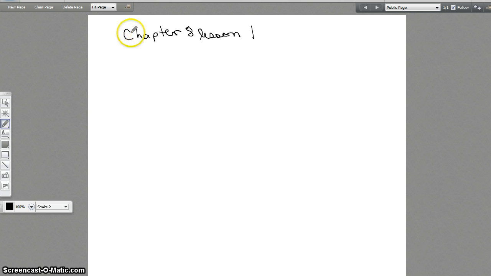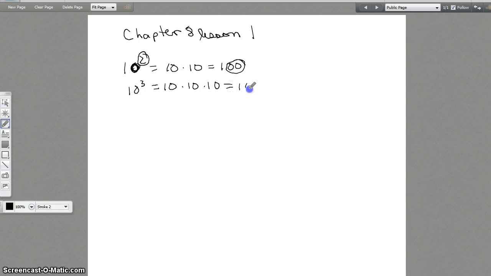So if we have a number written like 10 squared, you know that's going to be 10 times 10. And you know that 10 times 10 is 100. Notice that our exponent on the 10 is the same as the number of zeros in our final answer. If we have 10 cubed, that's the same as 10 times 10 times 10, which is 1,000. Again, our exponent on the 10 is the same as the number of zeros in our final answer.